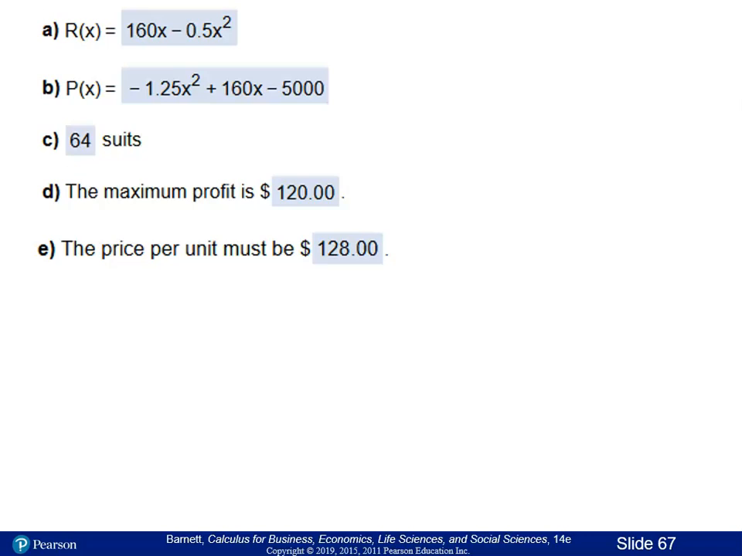And while this doesn't look like a very profitable company, mathematically that is correct, and that's what the scenario indicates for that particular situation.